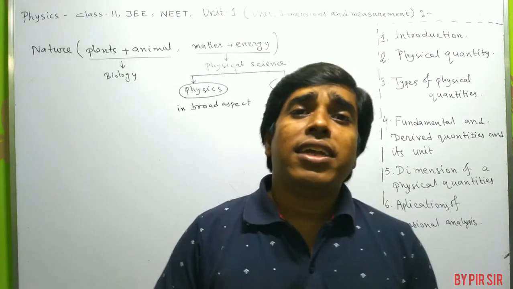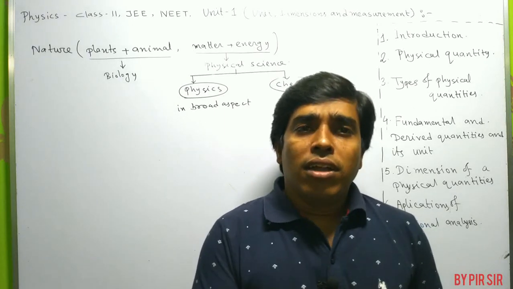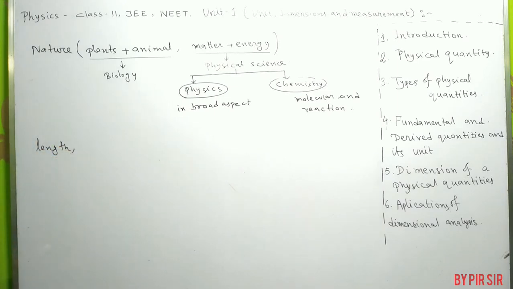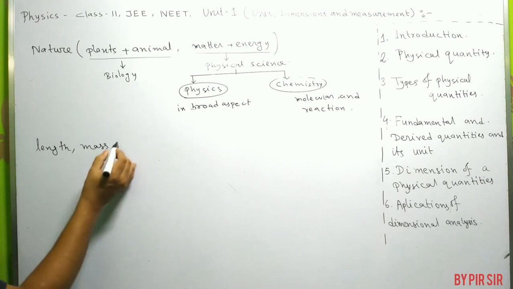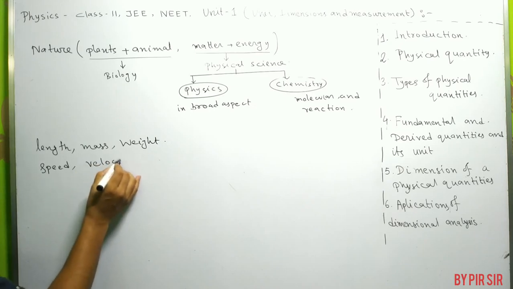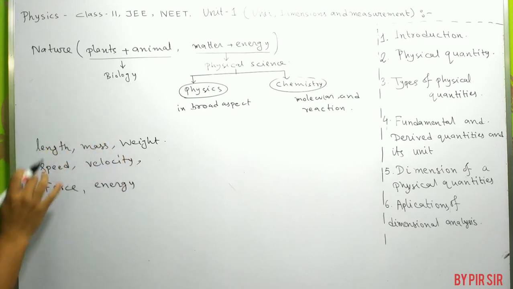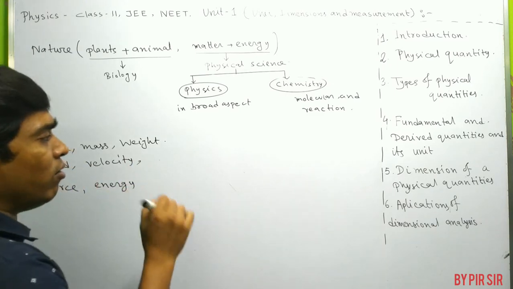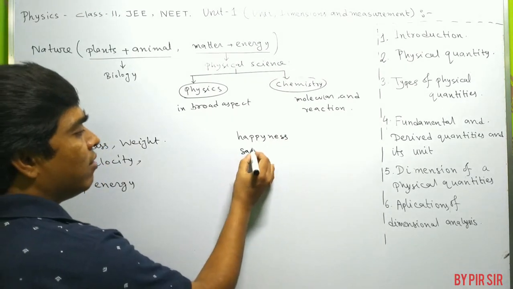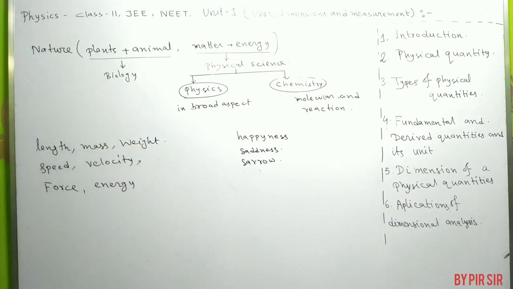Now, think that there are a vast number of quantities related to our daily life. Length is a quantity, mass is a quantity, weight is a quantity, speed, velocity, force and energy are also quantities. Like this, there are a vast number of quantities, and also happiness, sadness and sorrow are quantities.